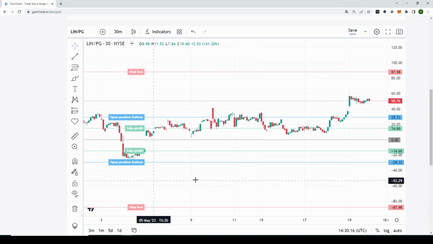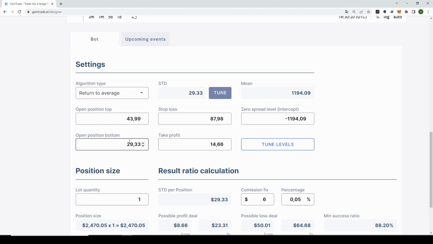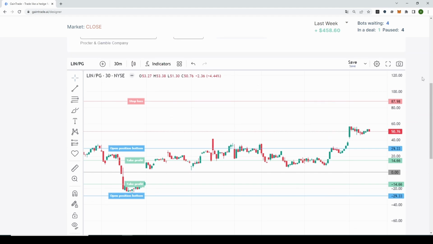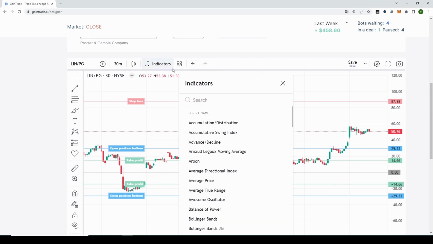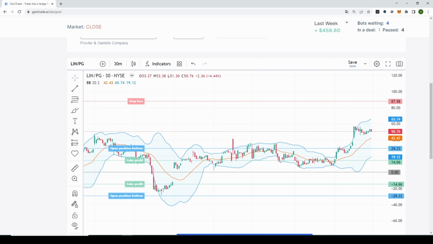The bot uses all the settings based on the calculation of the standard deviation, STD, the arithmetic mean deviation. It's important to know that you can always change the settings if you have a corresponding feeling or your own special view on a particular pair. If you want to make the strategy more refined, you can also add one of the 100 mathematical indicators to the chart. For example, Bollinger Bands.